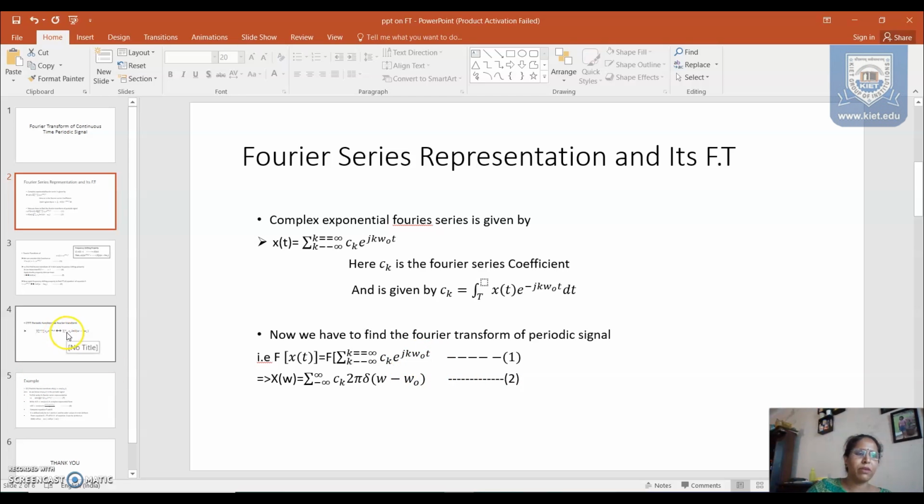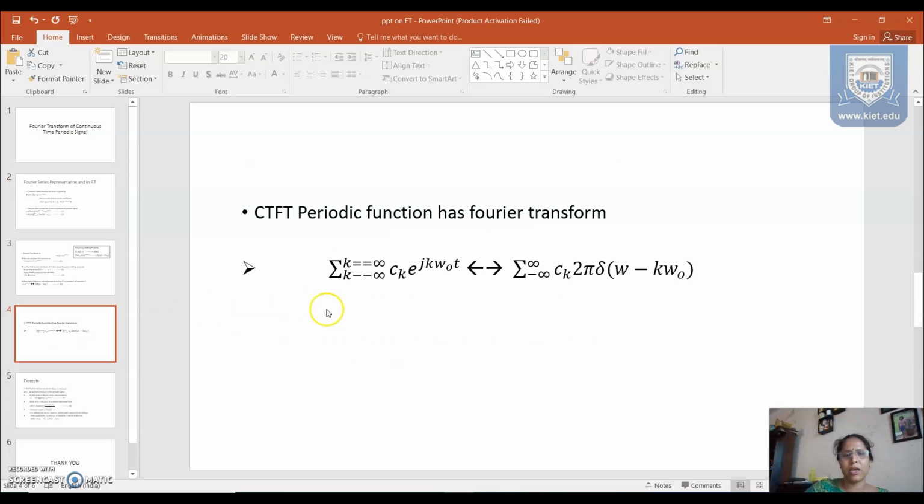So simply we can write this expression as summation from k equals minus infinity to plus infinity c_k e^(jk omega naught t). It is a Fourier series representation of periodic signal and its Fourier transform is summation minus infinity to plus infinity c_k 2 pi delta(omega minus k omega naught). Okay. Now by using all this theory, we can find the Fourier transform of any type of continuous time periodic signal.